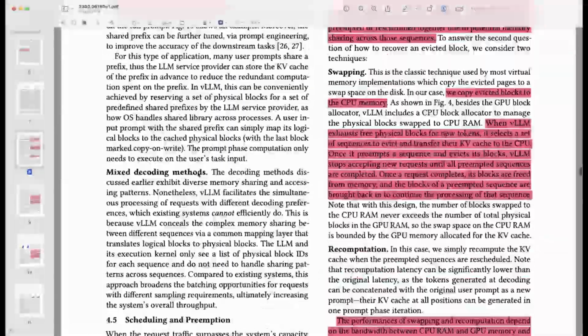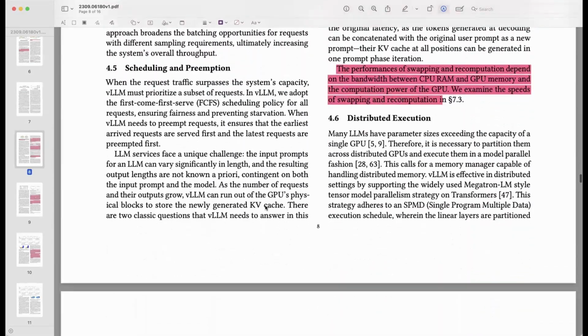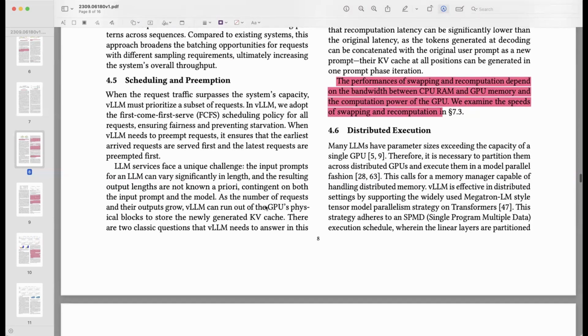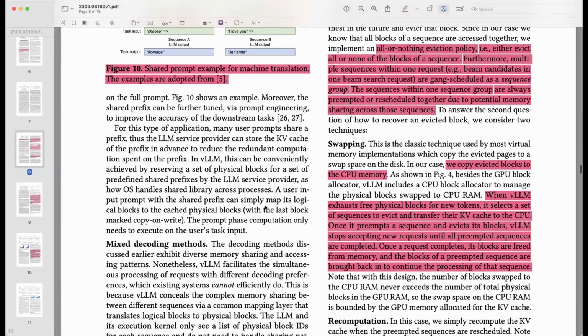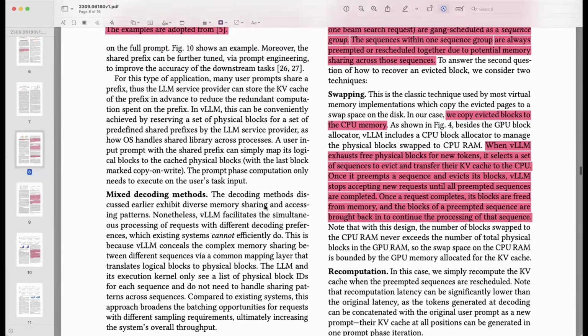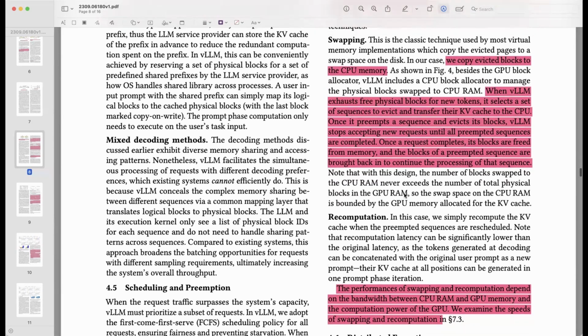Yep. And then this is where they talk about eviction. What happens if the KV cache is too big and goes out of memory? You have two options here. One is you choose certain blocks and move them to CPU, and when you have space, you bring them back to the GPU.